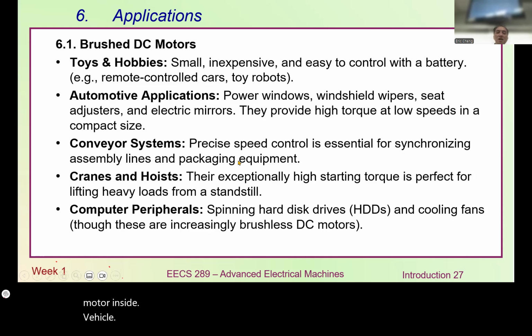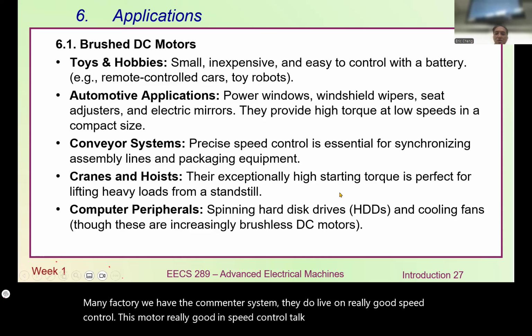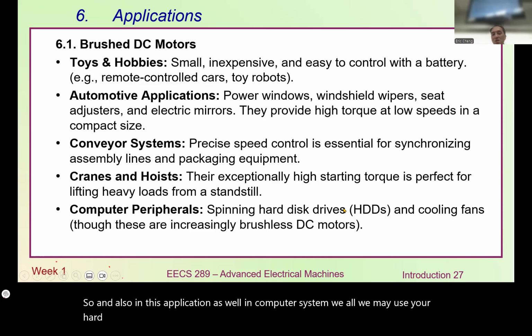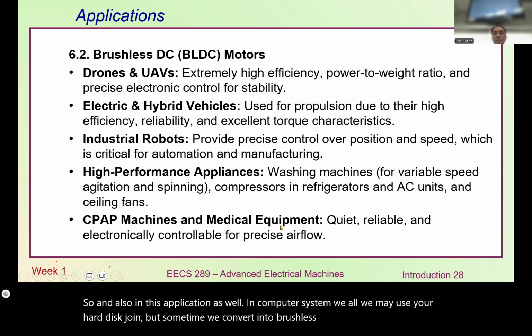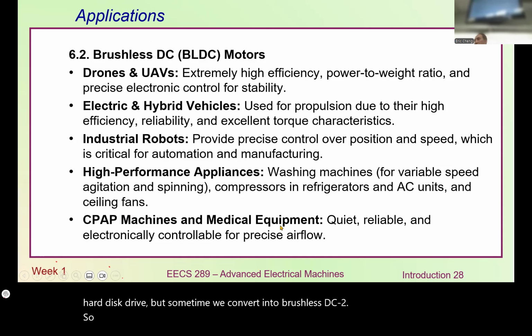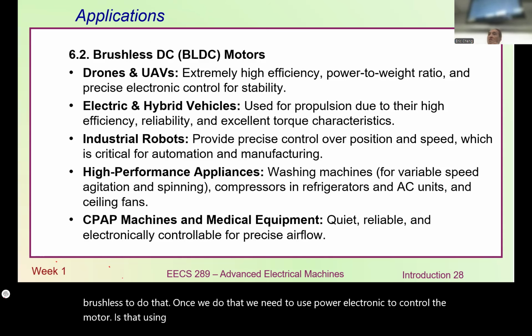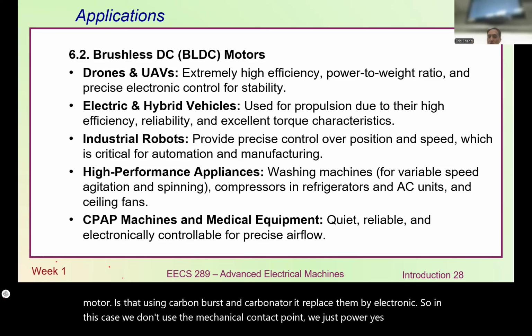In many factories, we have the converter system. They do need really good speed control. This motor is really good in speed control, torque control. Also in computer systems, we use hard disk drives, but sometimes we convert into brushless DC too. So brushless DC is the same as DC motor, but we use another principle called brushless to do that. Once we do that, we need to use power electronics to control the motor. Instead of using carbon brush and commutator, we replace them with electronics. So in this case, we don't use the mechanical contact point, we use power electronics to replace them.